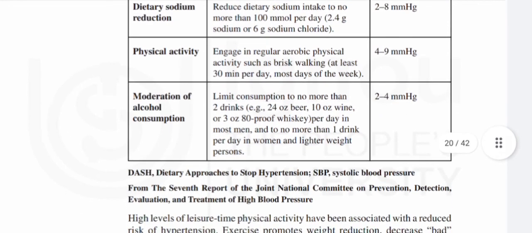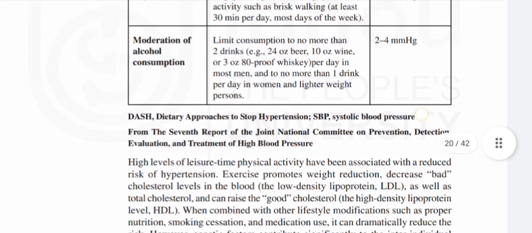In case of moderation of alcohol consumption, recommendation: limit consumption to no more than 2 drinks, for example 24 oz beer, 10 oz wine or 3 oz 80 proof whiskey per day in most men, and to no more than 1 drink per day in women and lighter weight persons. An approximate SBP reduction 2 to 4 mmHg.